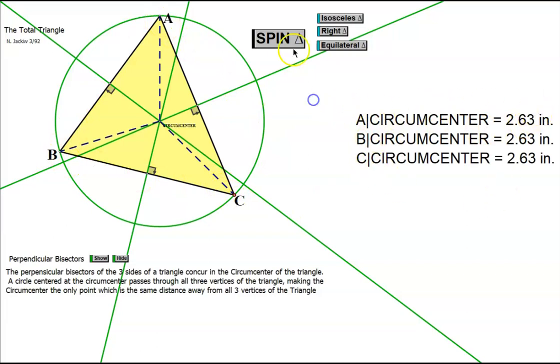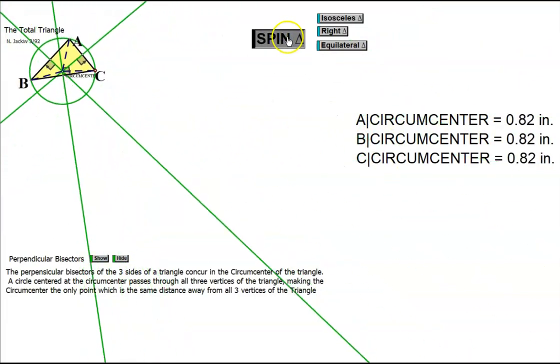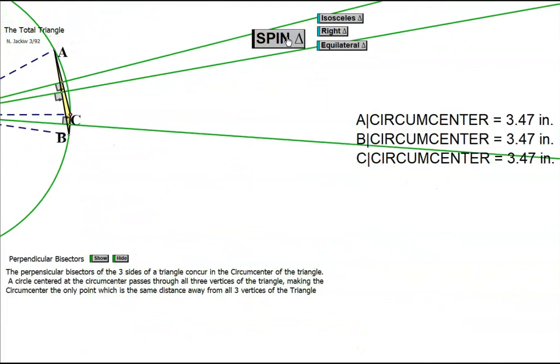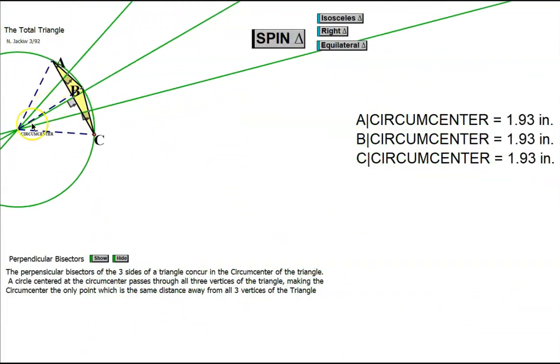You can see it measured there, and I'll spin it. And as I spin it, you'll notice something, like we just saw right there: the circumcenter is not always inside the triangle. Sometimes the circumcenter is on the outside. If the triangle is obtuse, the circumcenter will be on the outside of the triangle.